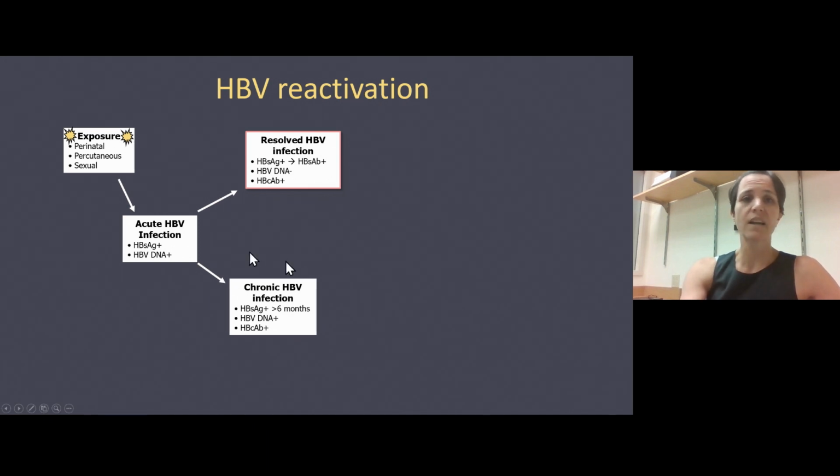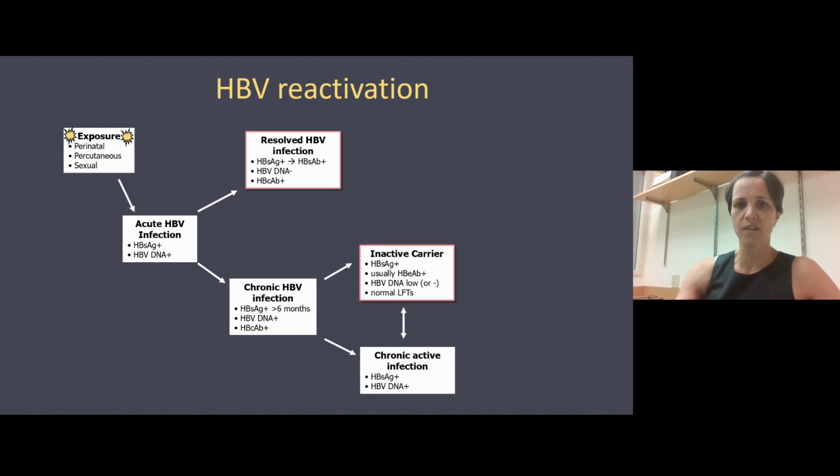Some people will go on to develop chronic hepatitis B, though, less than 10% if you're an adult, which by definition means you're surface antigen positive for 6 months. You still have detectable DNA, and you also have this core IgG as a marker of natural infection. Within chronic infection, there are a few different disease states you can be in. Chronic active infection, where your DNA is high and your LFTs can be high or low, or you can be what's called an inactive carrier. These people make this E antibody to one of the hepatitis B antigens, and in that sense, they get some control over their hepatitis B DNA. So they'll have a low DNA, and usually they have normal LFTs. So these people fly under the radar sometimes.